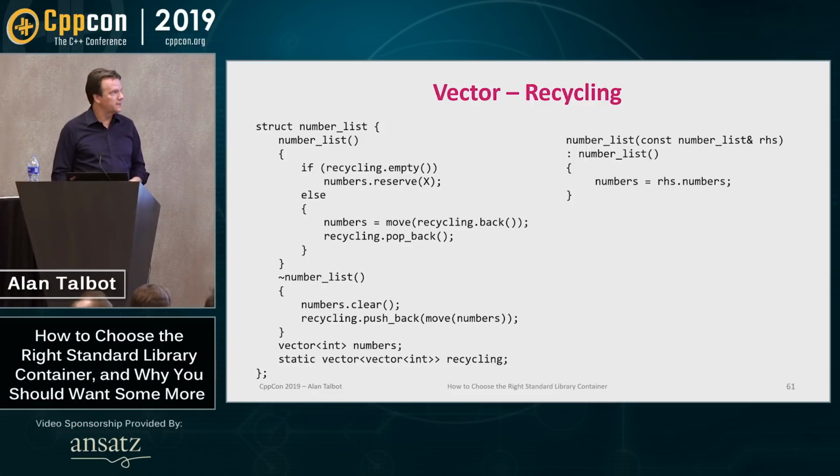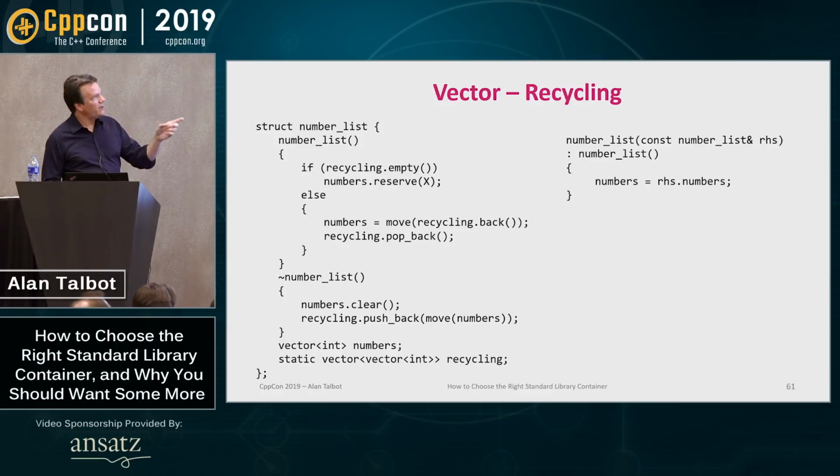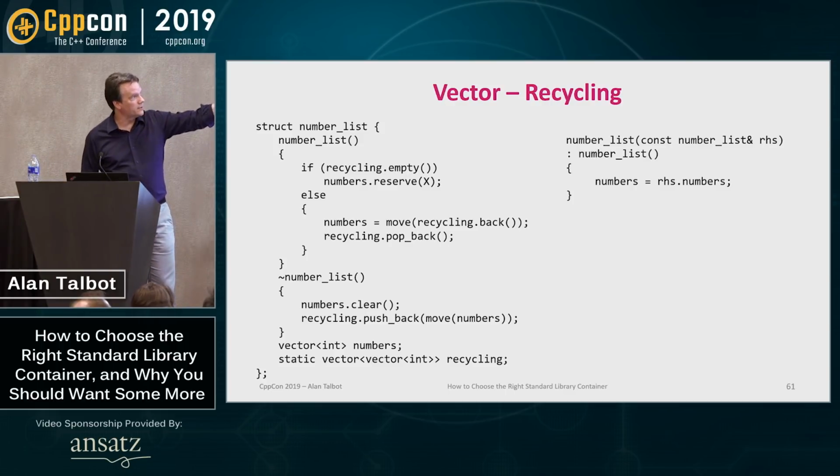Where it gets interesting is this guy over here, the copy constructor. The copy constructor is assigning from another vector, but that assignment is not going to carry the capacity history. If I construct a new vector with another vector, the new vector is going to be of the exact right size to hold the size of the vector I'm constructing from. And I don't want that. So I'm going to call the default constructor so that I get one off the recycling bin if one's available, and then just do an assignment.